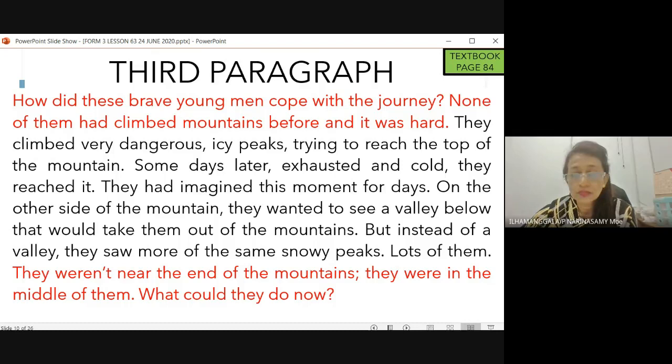Sentence 8 and 9. I don't know where sentence 8 and 9 are. 1, 2, 3, 4, 5, 6, 7, 8 and 9. Okay, so lots of them. They weren't near the end of the mountains. They were in the middle of them. What could they do now? Okay, so sentences 8 and 9. Right? That's what Tarmina says. I don't know about the rest.